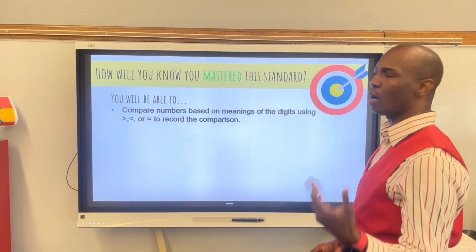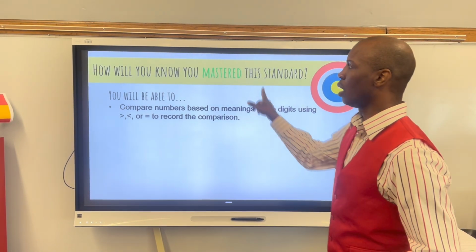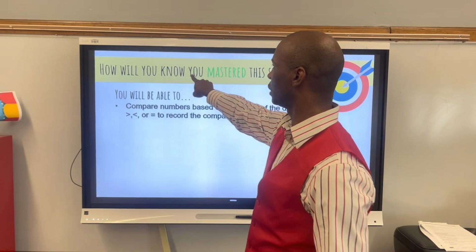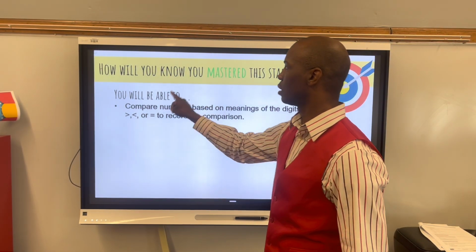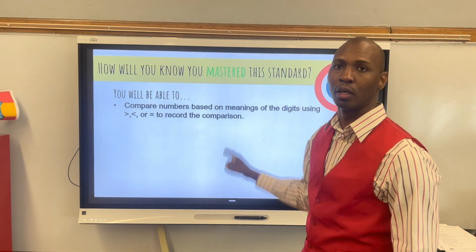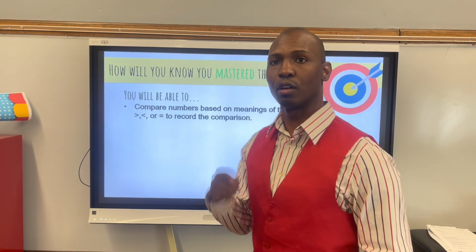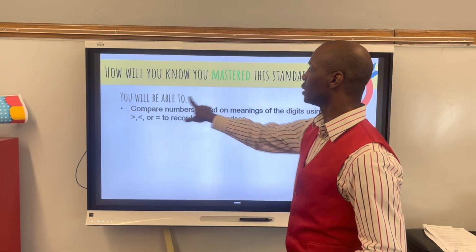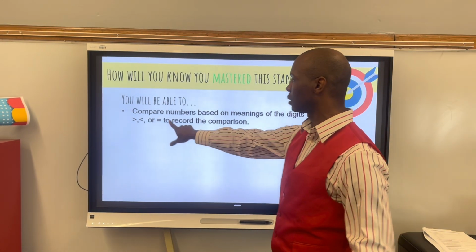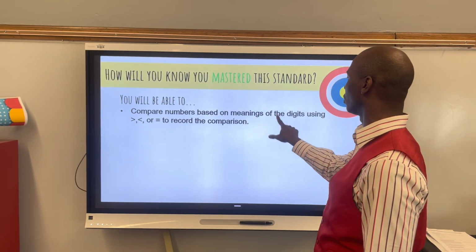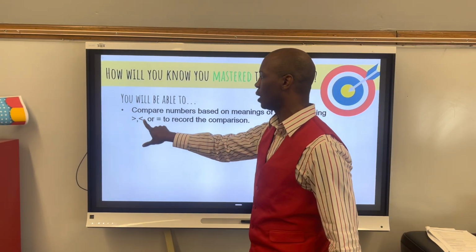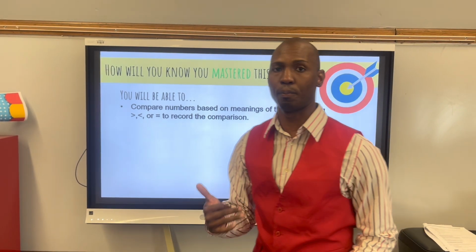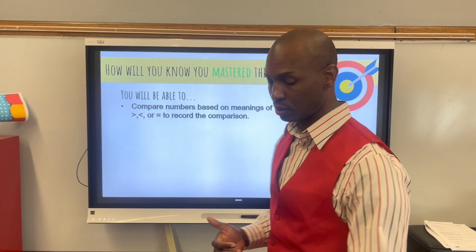I will look at how will you know you mastered this standard. I want you to be very intentional in your PowerPoints this upcoming year by always putting this question before children. They need to know how they would be assessed. This ties back to the TIM score when you're breaking down the objective to students and allowing them to know how they would be assessed. So students, based on what I broke down in the standard, should be able to compare numbers based on the meanings of the digits using greater than, less than, or equal to, and record their comparison. In the long run, they should be able to compare and contrast numbers based on the placement of the value of it.